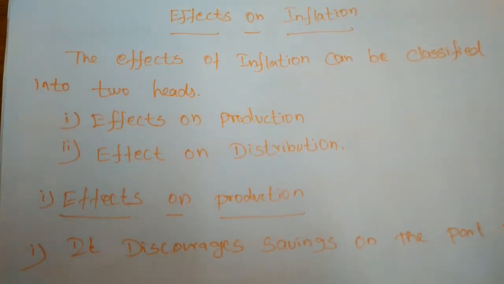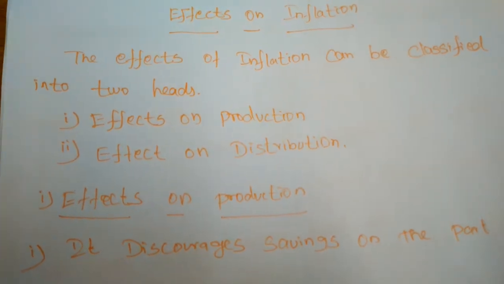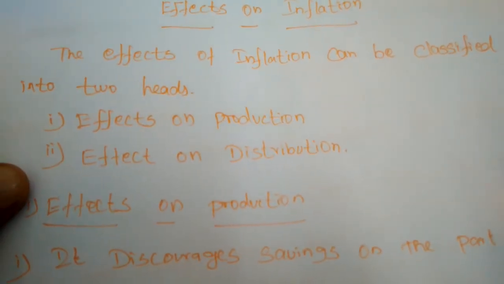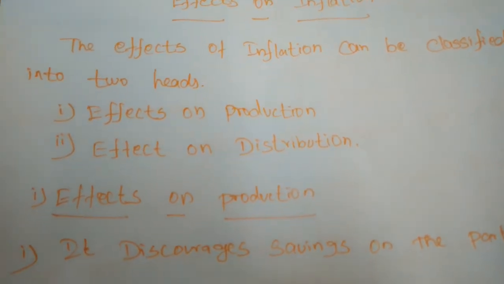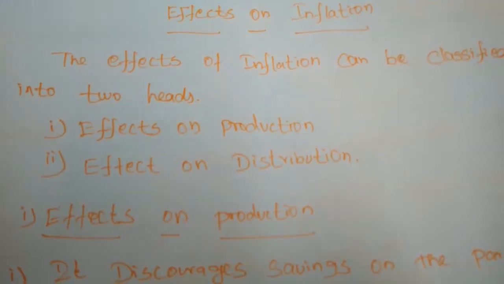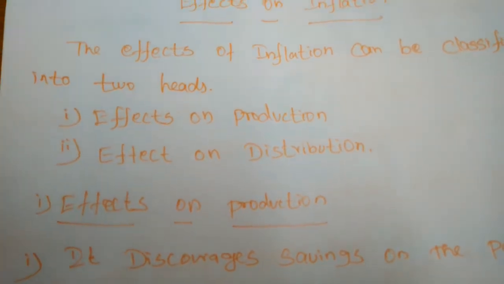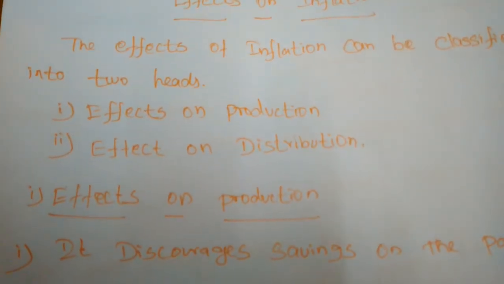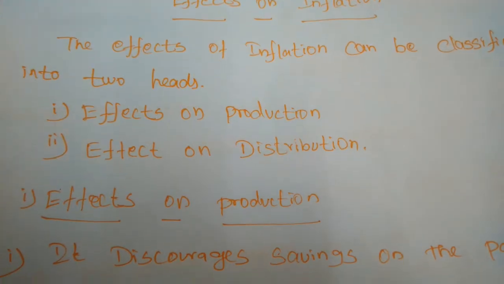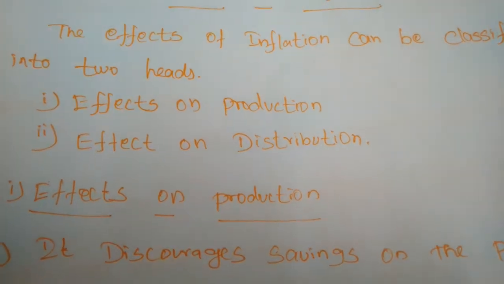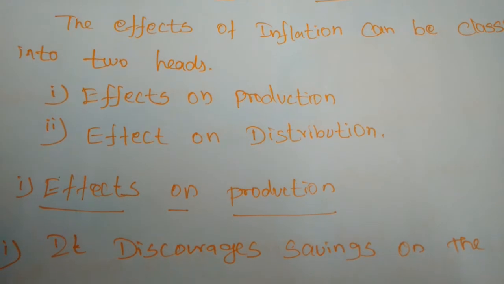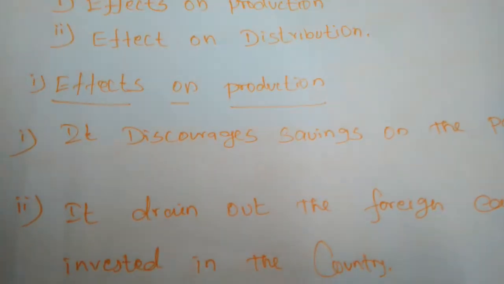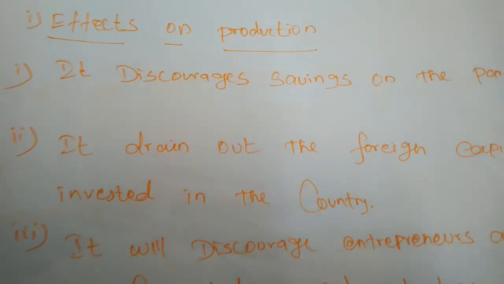So we can classify the effects of inflation into two heads. First is the effects on production, and the second is the effects on distribution. Okay, so on the production side many effects will be there, and on the distribution side also many effects are there. First, what will happen on the production side?